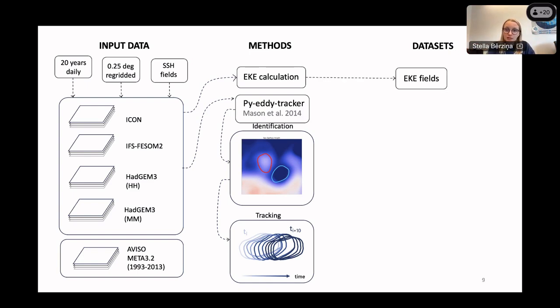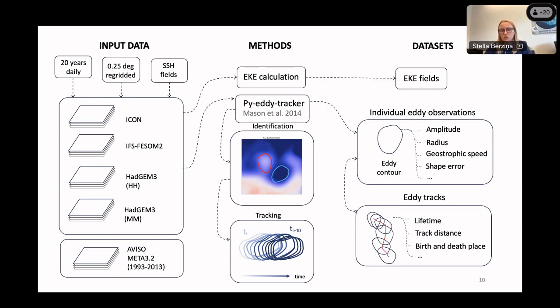The datasets that we got are the eddy kinetic energy fields for all the models, and then the eddy datasets, which you can think of as two parts. One part is the eddy round contours themselves, with characteristics like amplitude, size and geostrophic speed. And if you couple them together, you can have a track dataset, where you can see where the eddy was born and where it died and how long it lived, for example. So this is the data that we're working with.